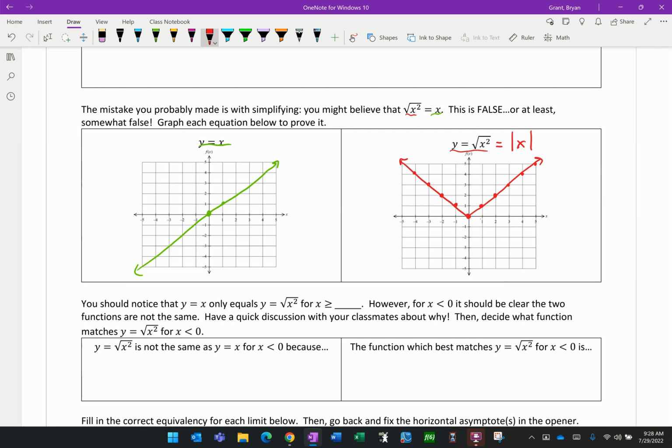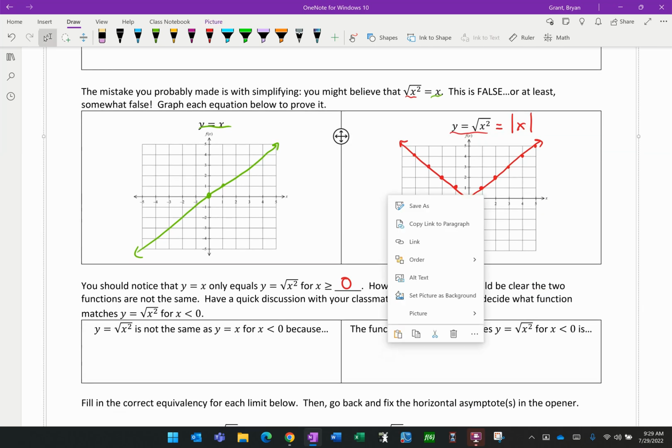Now, the reason in the past that you guys have always simplified this is because we usually just look at positive numbers, and it's easy just to say that these are true for positive numbers. This is a true statement for positive numbers, right? But we should notice that y equals x, the green graph, only equals y equals the square root of x squared for x's that are greater than or equal to what? Greater than or equal to 0, right? That gives us this right side of the graph. Those are definitely the same. However, for x less than 0, and I'll circle those, it should be pretty clear that they are not the same. Okay? So what function does match y equals the square root of x squared for x less than 0?